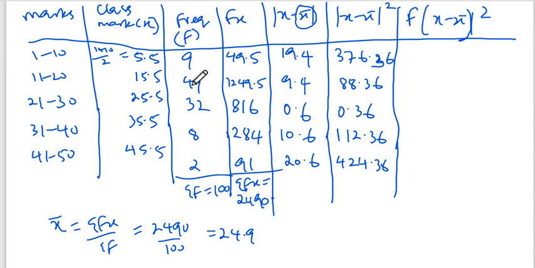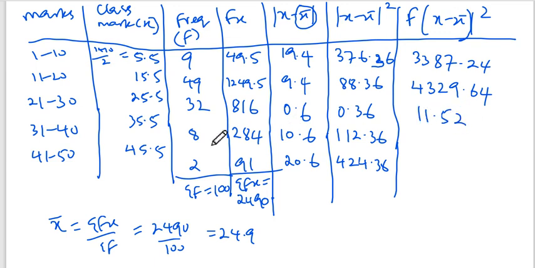I'm multiplying the frequency by this. So this multiplied by this gives us 3387.24. 49 multiplied by 88.36 gives us 4329.64. 32 multiplied by 0.36, that's 11.52. 8 multiplied by 112.36, that's 898.88. 2 multiplied by 424.36, that's 848.72.